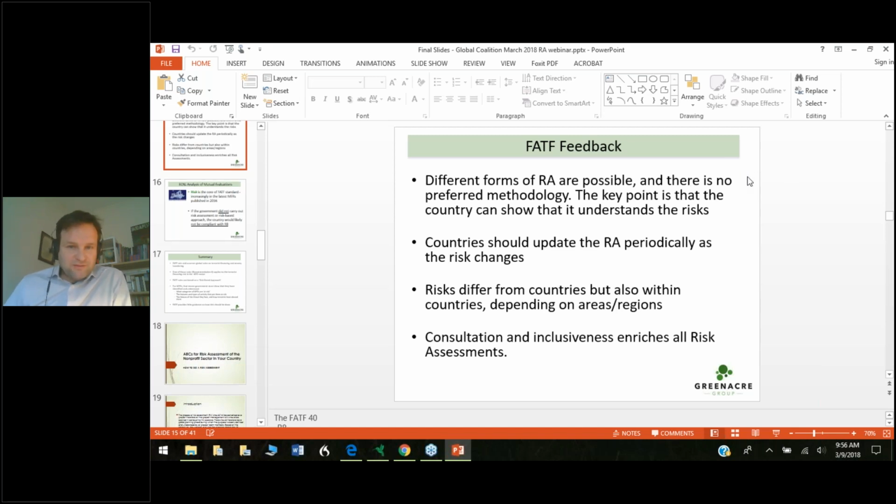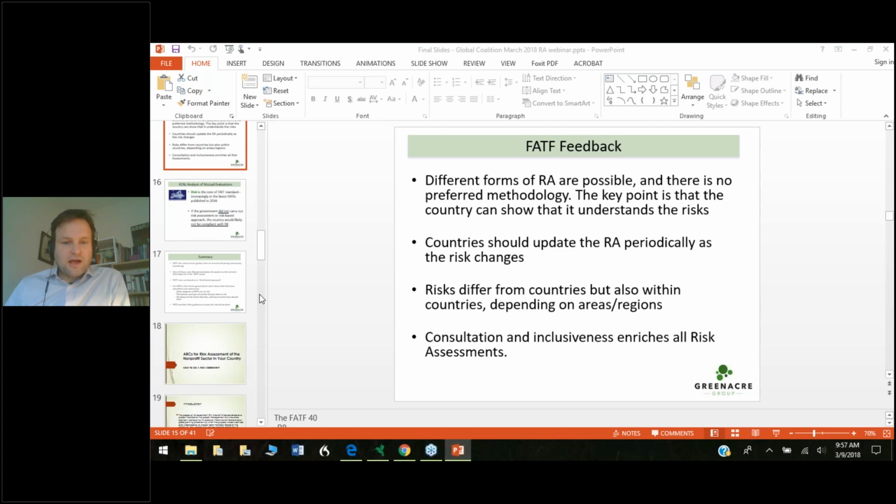First of all, as they've already said, many forms of risk assessment are possible, and FATF doesn't have a preferred methodology. What they want is for a country to be able to demonstrate that it knows what its risk is and how it will address that. The second thing FATF emphasized was that countries should update their risk assessment periodically because risk changes, and so they need to be adapting and identifying new risks.